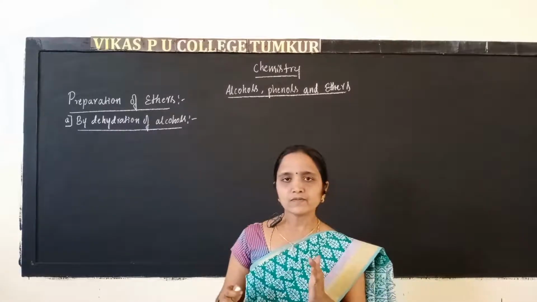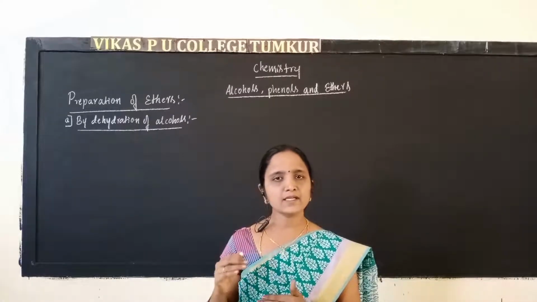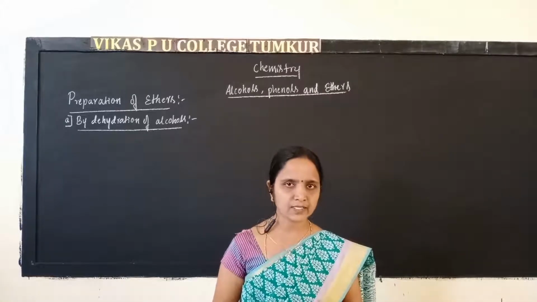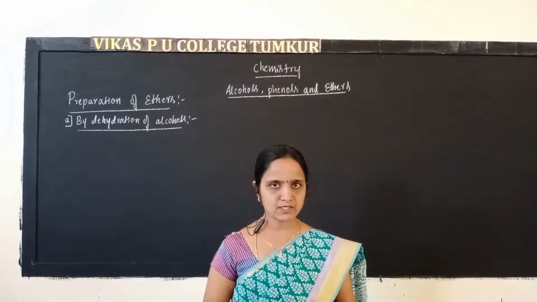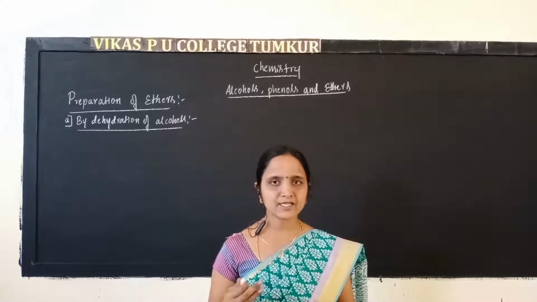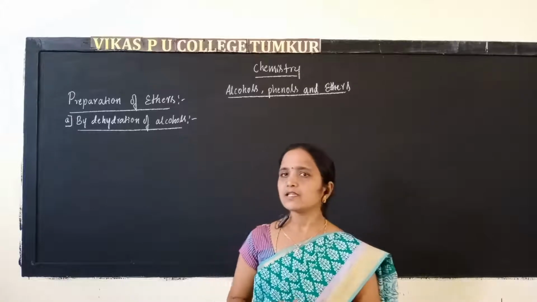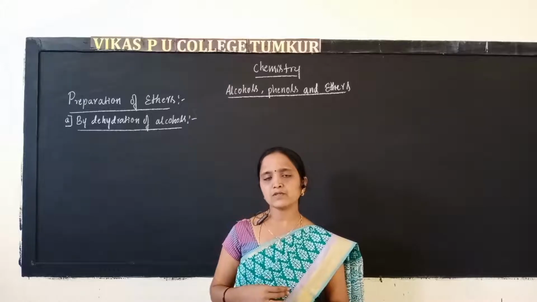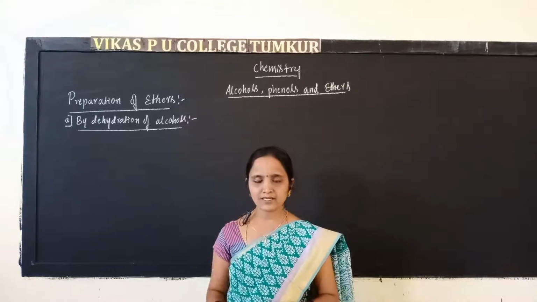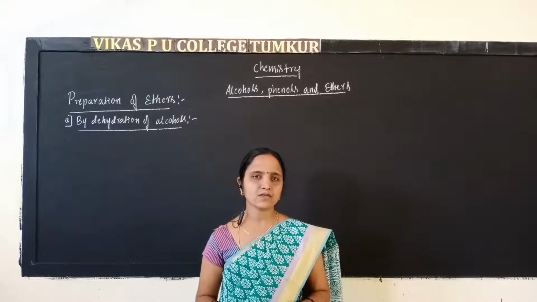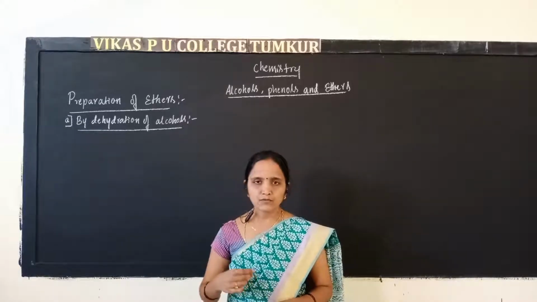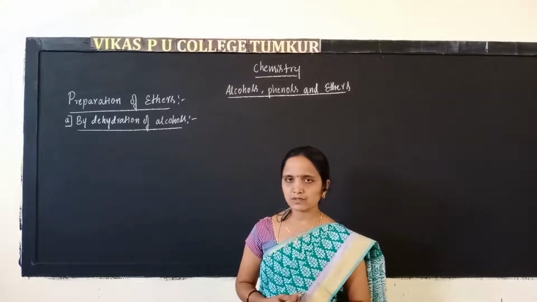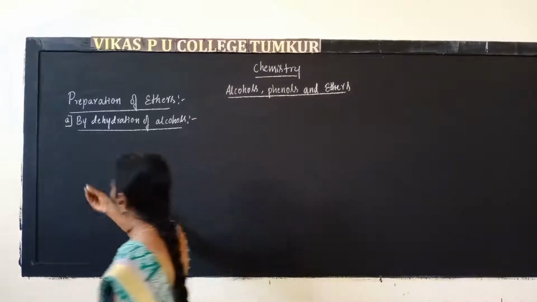What are we going to do? A primary alcohol like ethyl alcohol is heated with concentrated sulfuric acid. Why are we using concentrated sulfuric acid? Because it is a dehydrating agent. Therefore, the primary alcohol like ethyl alcohol is heated with a dehydrating agent like concentrated sulfuric acid at 413 Kelvin, and an ether is formed.